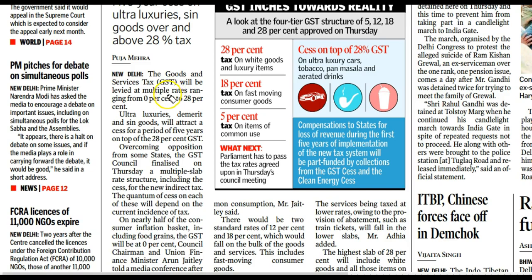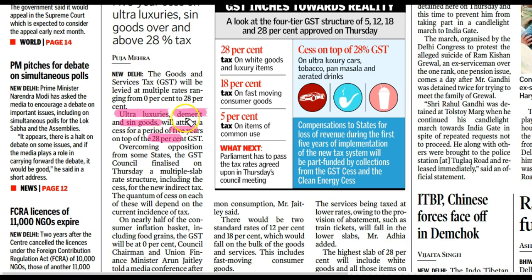So the GST Council has approved multiple rates ranging from 0% to 28%. Zero tax rate will be applicable on the essential items so that poor will not suffer because of the implementation of the goods and services tax. Ultra luxuries, demerit goods and sin goods will attract a highest GST rate of 28% for 5 years. So each and every point is important for the prelims examination.